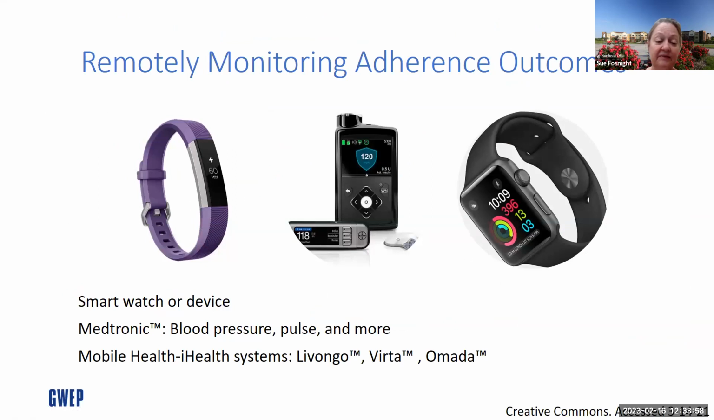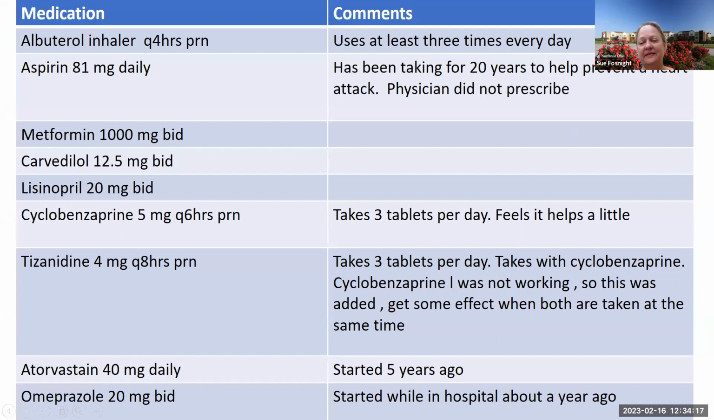And then there are even more high-tech things, the smart watches or devices, the Medtronic, where you can measure blood pressure, pulse, and more these days. And mobile health, eye health systems, which again will monitor a variety of things. So we have lots of ways to remotely monitor.